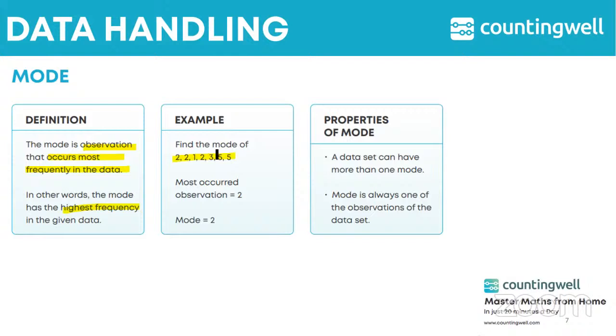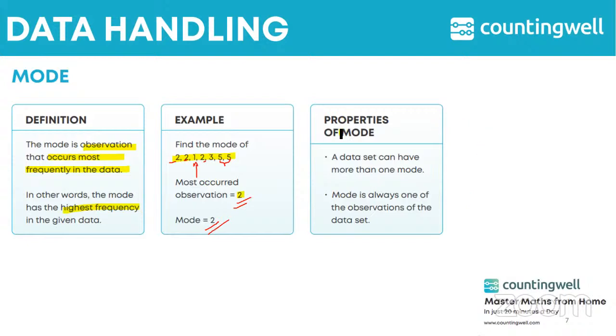How many observations? We have 7 observations. And the most occurred observation here, you can see it is 2. How is it 2? You can see 2 is repeated 1, 2, 3 times, whereas 5 is repeated only 2 times and 1 is repeated only 1 time. So the most occurred observation here is 2. That's why the mode is 2.